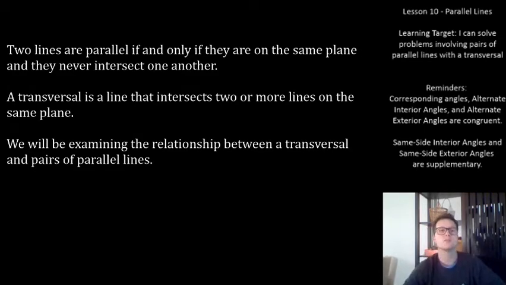So two lines are parallel if and only if they are in the same plane and they never intersect one another. So there's a biconditional statement there. And then we're going to talk about transversals. A transversal is a line that intersects two or more lines in the same plane. And we are going to talk specifically about the relationship between a transversal and pairs of parallel lines.